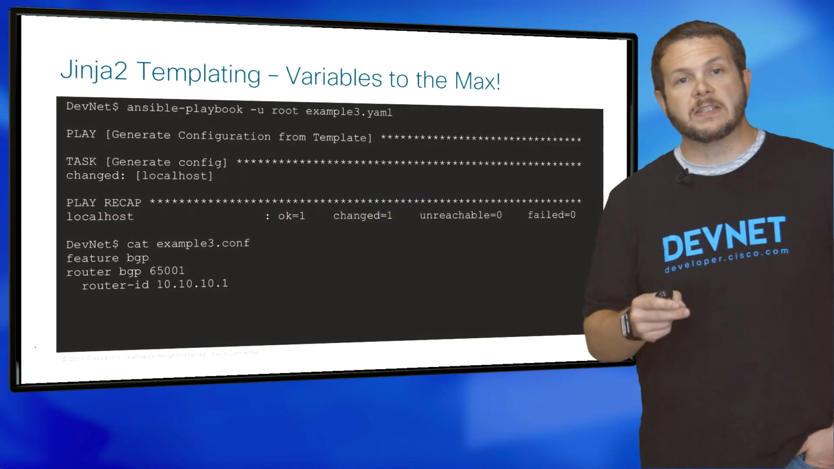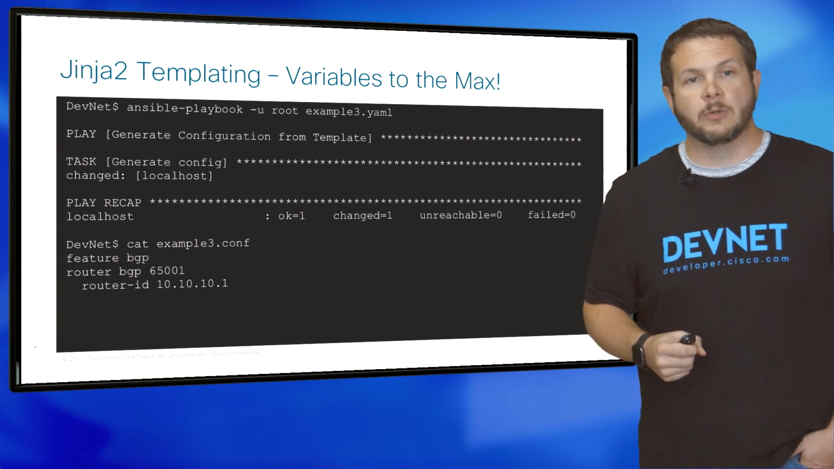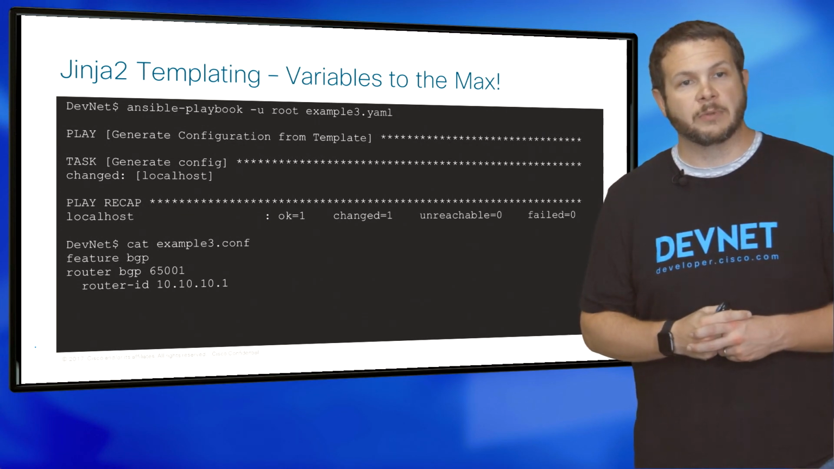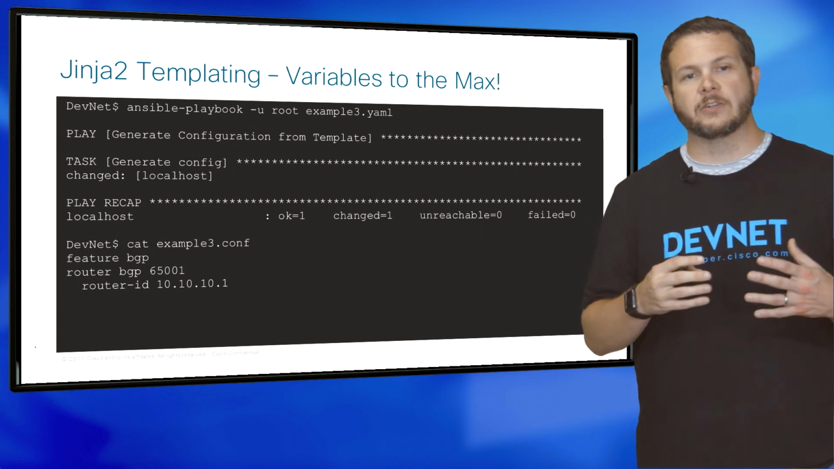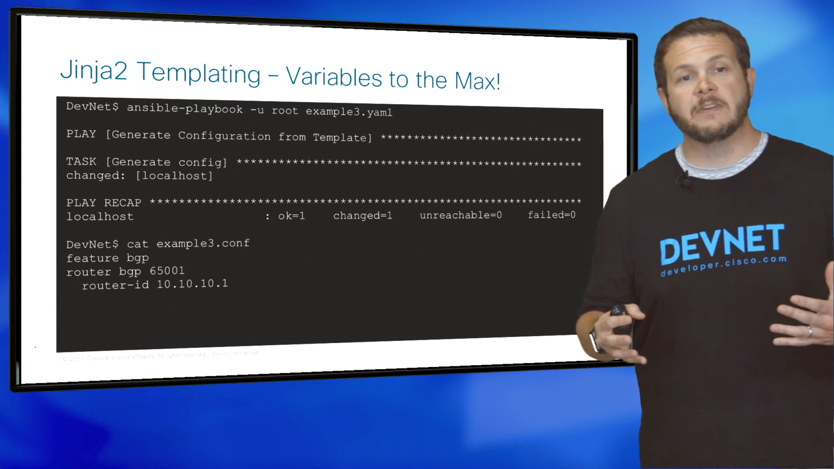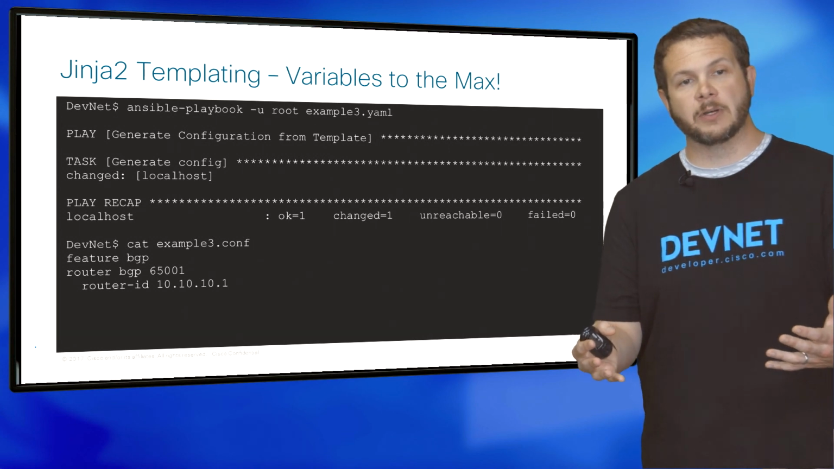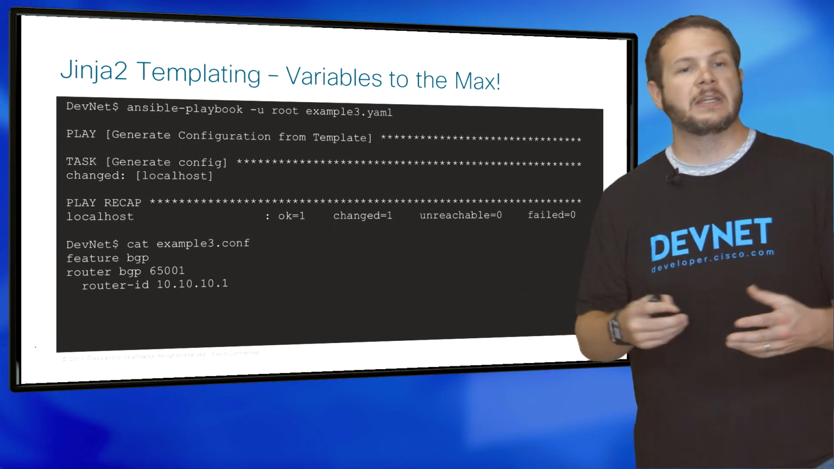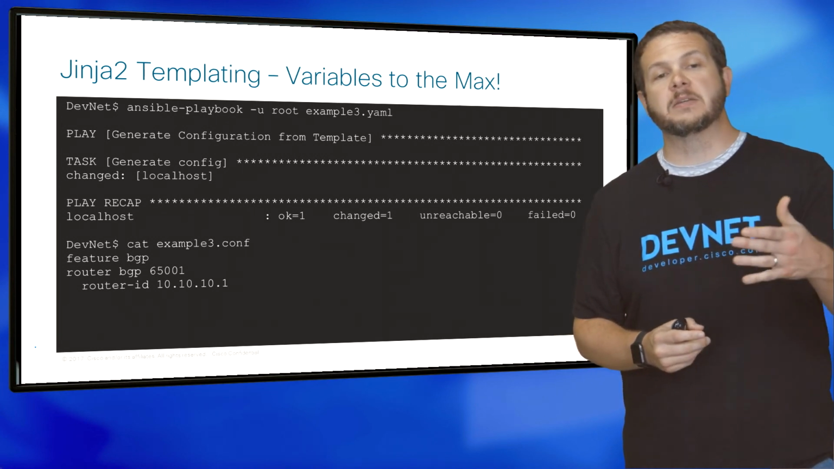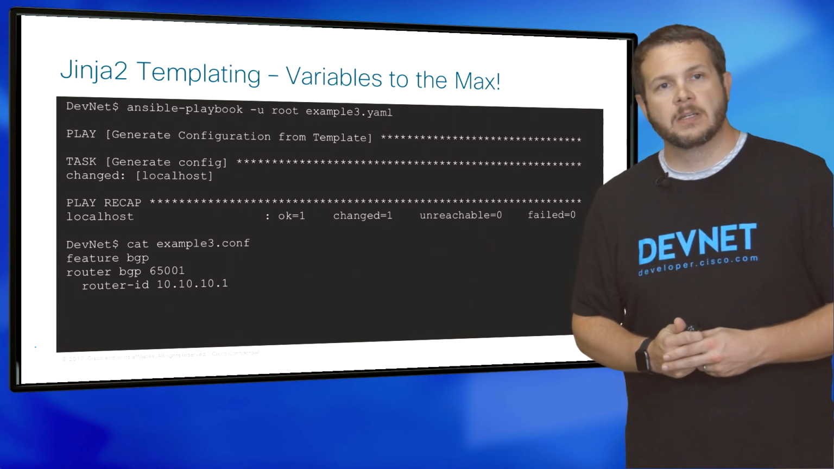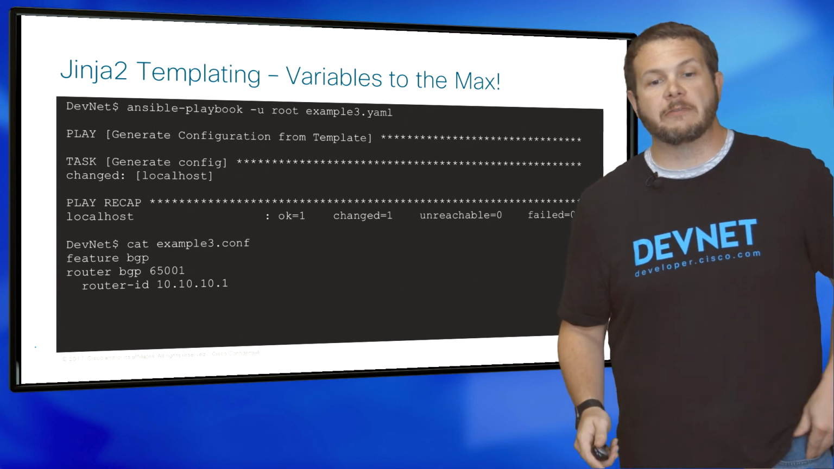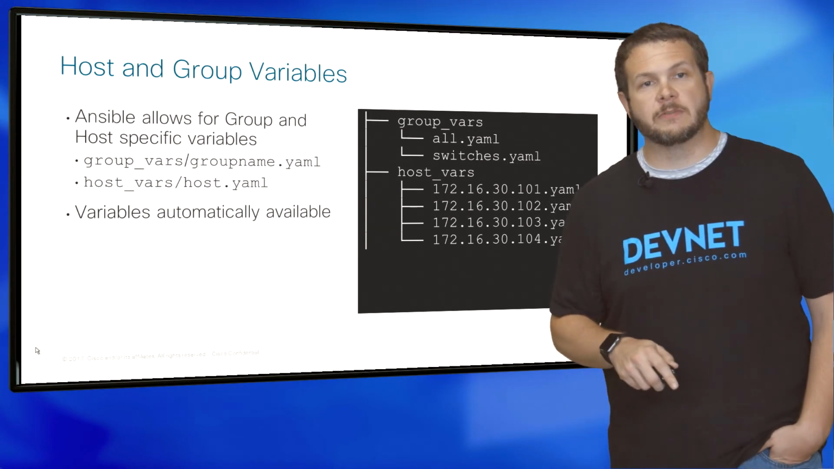In this example, we can see where we've run example3.yaml, which leverages that Jinja 2 templating. And then we output down at the bottom the actual final configuration, where we've pulled in variable information from the Ansible playbook, injected that into the template, and outputted, in this case, a basic BGP enablement configuration for use.